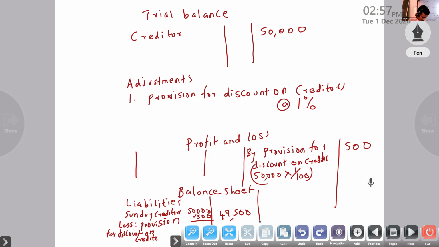Clear? We have to look at any question related to provision for discount on creditors. If it is there, you can do it. Understand now? From creditors only: profit and loss account credit side, then in the balance sheet liability side, from creditors you have to minus the provision for discount on creditors.